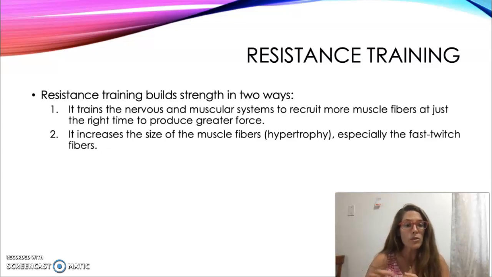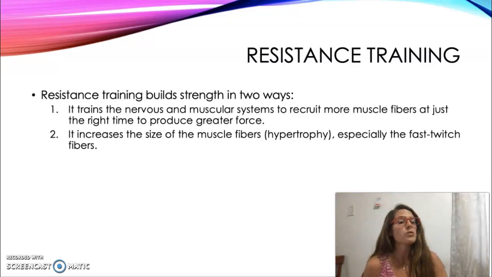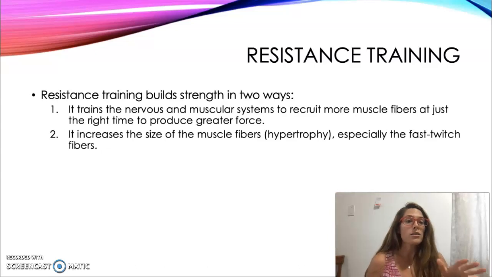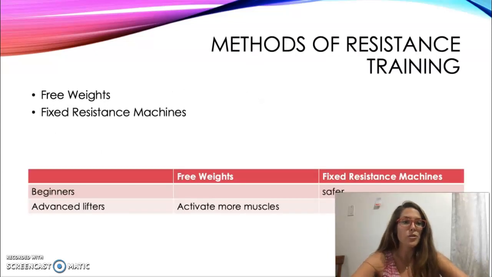And so the increase in muscle fiber size is called hypertrophy when they're getting larger. And we see this happen much more quickly and easily in fast twitch fibers as opposed to the slow twitch fibers. They struggle to have a lot of hypertrophy, but if someone has a lot of fast twitch fibers, they much more easily see hypertrophy. So when it comes to resistance training, there's two main types of resistance training.